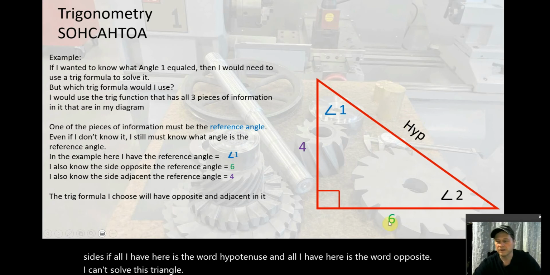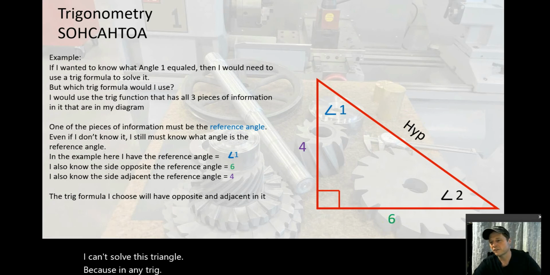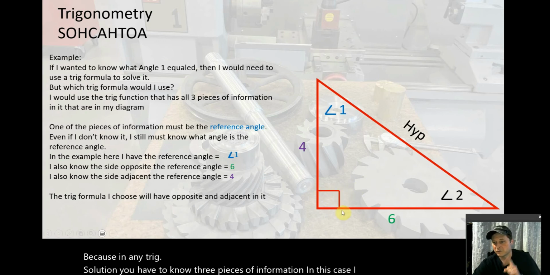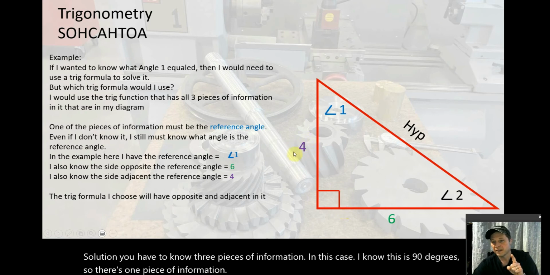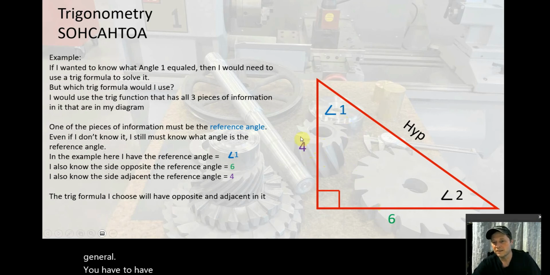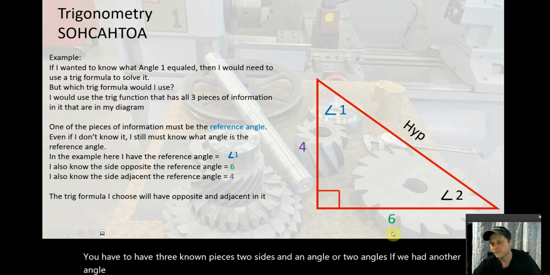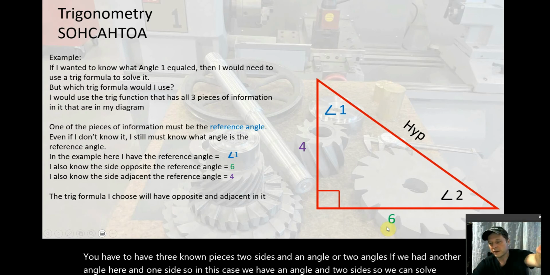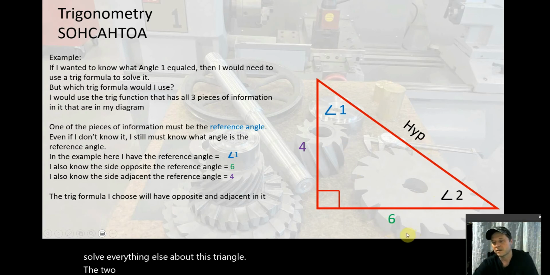Because in any trig solution, you have to know three pieces of information. In this case, I know this is 90 degrees. So there's one piece of information. Here's a length of a side, and here's a length of a side. So I now know three pieces of information. So in trig in general, you have to have three known pieces: two sides and an angle, or two angles, if we had another angle here, and one side. So in this case, we have an angle and two sides. So we can solve everything else about this triangle. The two other angles and the other side can all be solved.